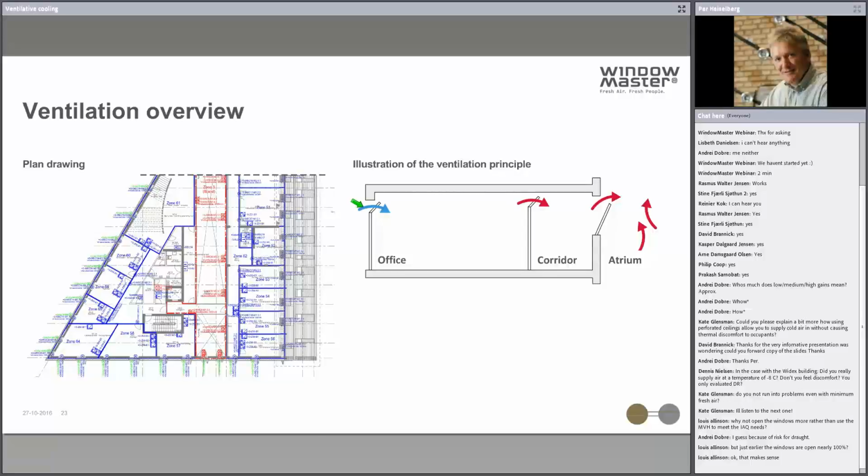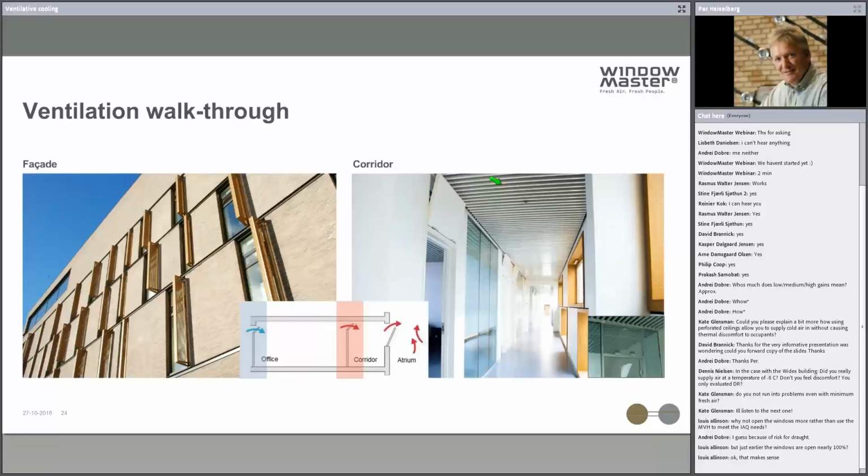So this is the plan drawing on your left hand side here. You can see here are the offices. In the middle here we have the atrium. So what they do here is they have a facade window which lets the air into the office spaces. Then above the door they have another vent which lets the air into the corridor, and then from the corridor into the atrium, and then from the atrium out. And I will just give you a brief walkthrough of this building.